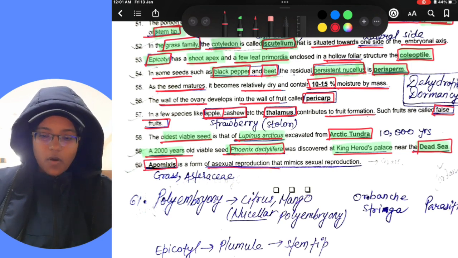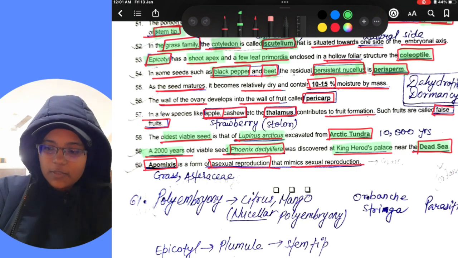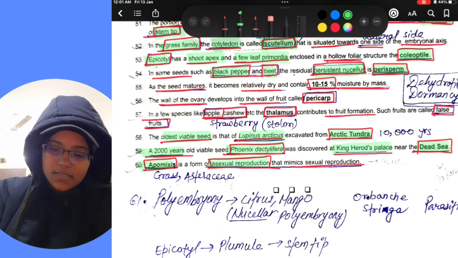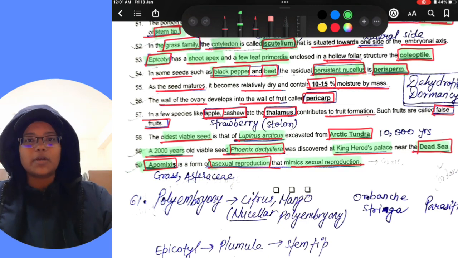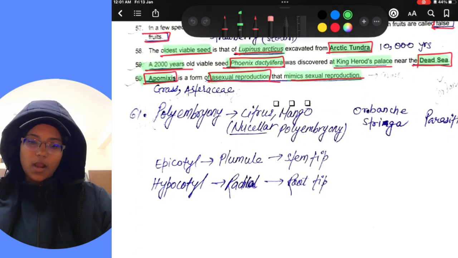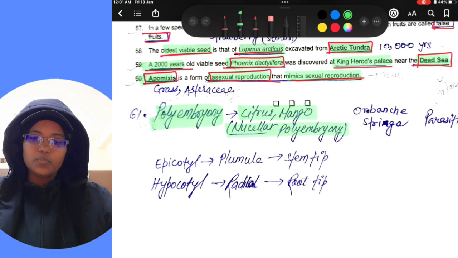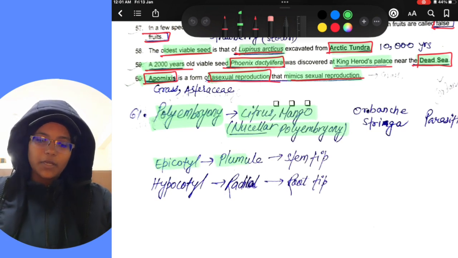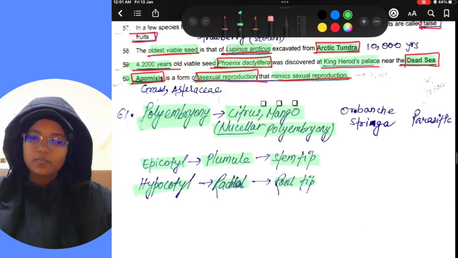Apomixis is a form of asexual reproduction that mimics sexual reproduction. And polyembryony is seen in citrus or mango, nucellar polyembryony. The epicotyl forms the plumule, the shoot tip. The hypocotyl forms the radicle, the root tip.